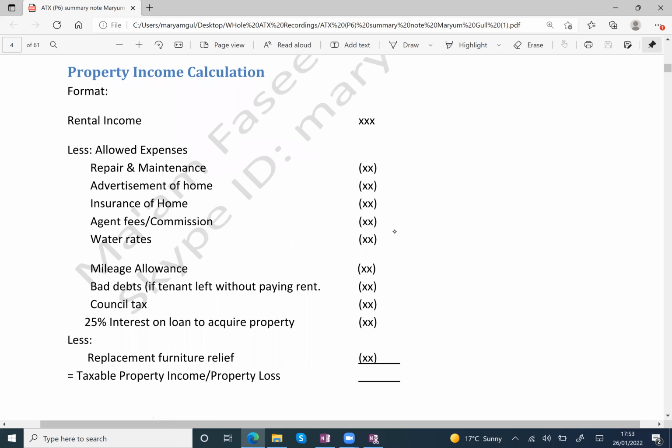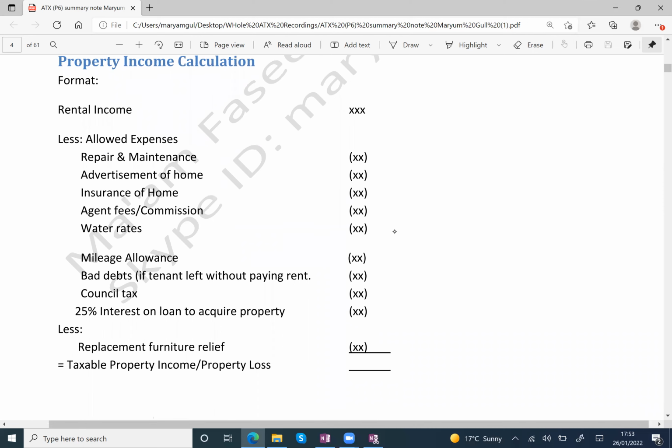So now first topic, property income calculation. How to calculate the property income? So there is a format. When you let the house to a tenant, how will you calculate your property income? The format is rental income for the tax year, for example the tax year 2021, rent minus all allowed expenses related to the house. What are the allowed expenses? For example, repair and maintenance expense you can deduct from your rent.